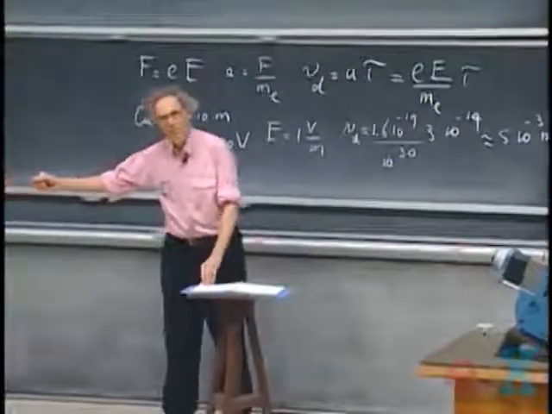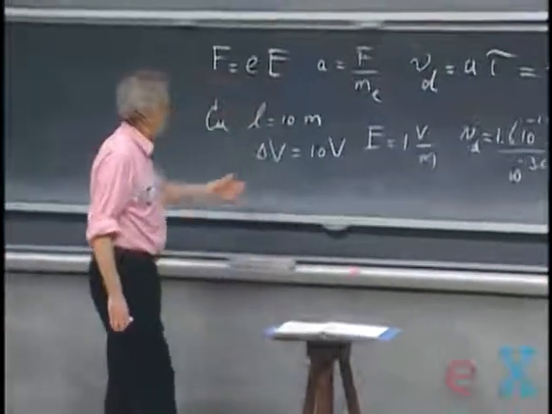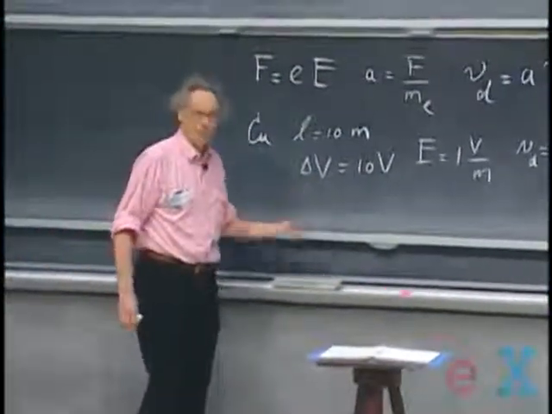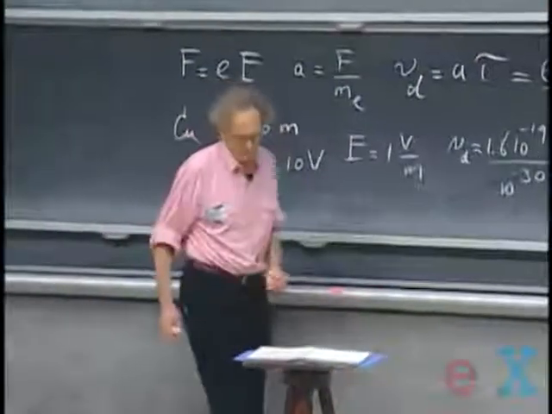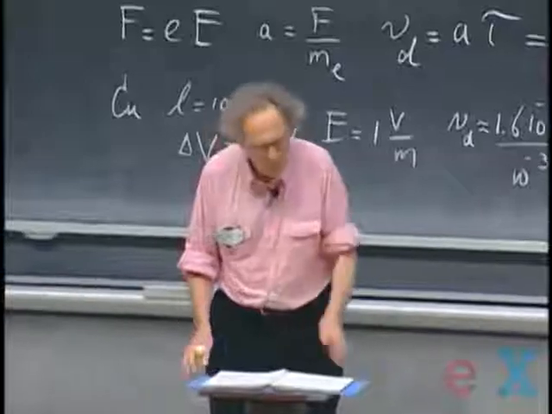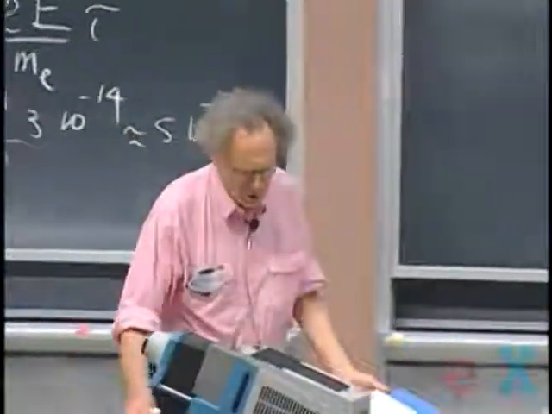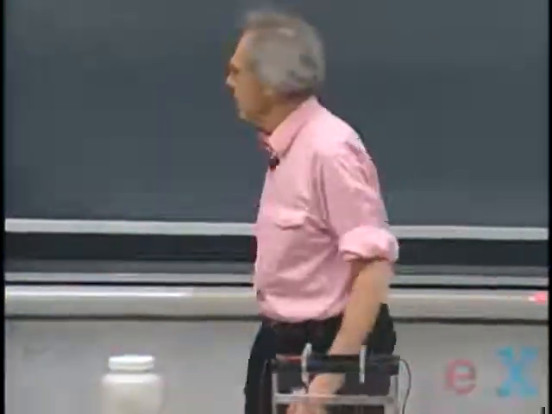That it would take half an hour for these electrons to go along the wire if you apply a potential difference of 10 volts, copper 10 meters long. Now I want to massage this further and see whether we can somehow squeeze out Ohm's law, which is the linear relation between the potential and the current.